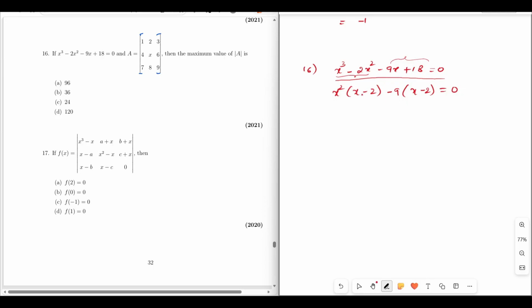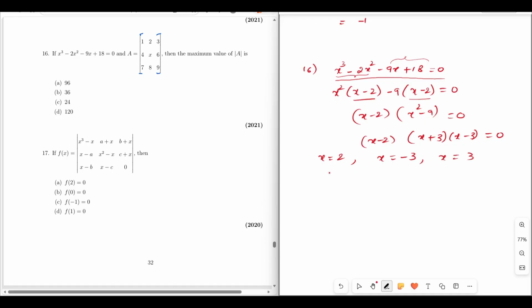So now normal method, x minus 2 into x square minus 9. I can write this x square minus 9 as x minus 2 into x plus 3 into x minus 3. Okay, this is equal to 0. So now what will be the value of x from all these three factors? We'll get x is equal to 2, x is equal to minus 3, and x is equal to 3. Okay, so we have got three values for the matrix from this polynomial, from this equation.